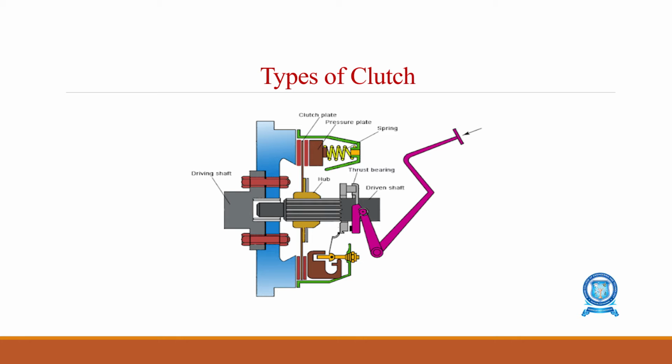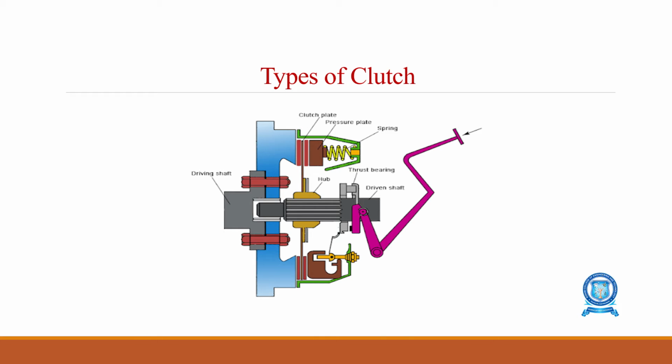Power flow will get stopped and we can change to the desired gear, and after that the clutch will get disengaged. At that time, the springs will extend and the pressure plate will push the clutch plate as well as the friction plate to move forward and get attached to the flywheel. At that time the power flow will continue. This is the basic operation of the clutch.